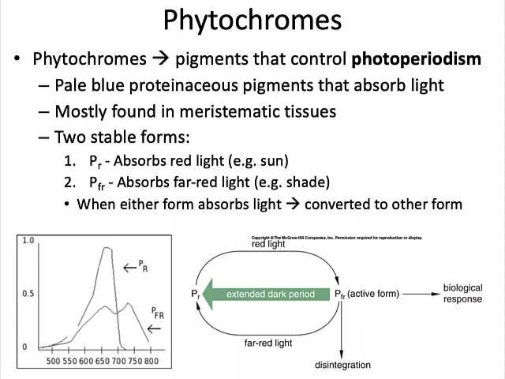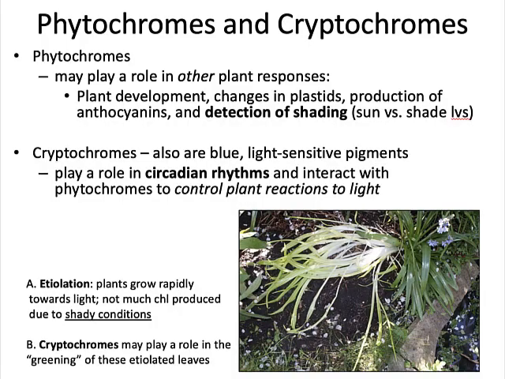Phytochromes are all pale blue proteinaceous pigments that ultimately absorb light. To compare and contrast, phytochromes play a role in other plant responses as well, and they often work alongside these cryptochromes. Phytochromes might direct rapid growth towards the sun in an attempt to survive. They can detect shading and respond appropriately.